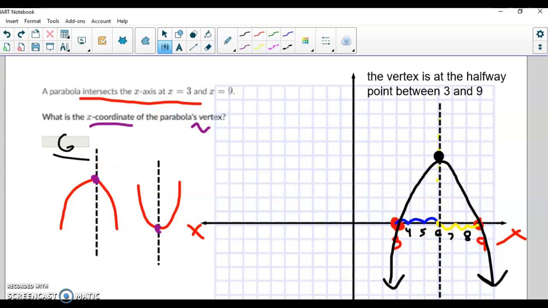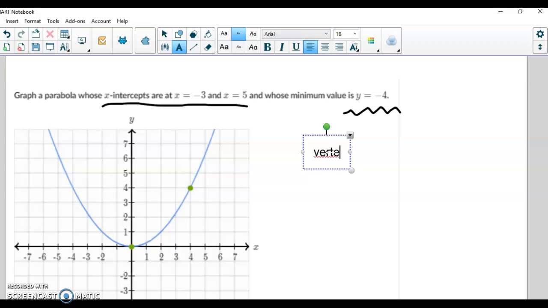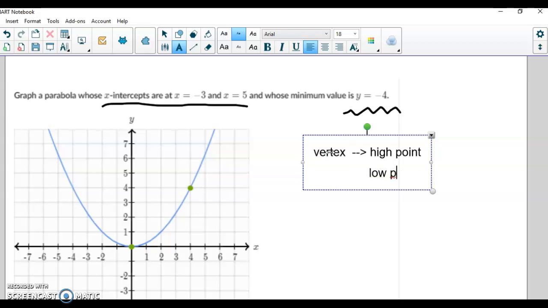All right, let's take a look at our last one. Graph a parabola whose x-intercepts are -3 and 5 and whose minimum value is -4. So a vertex, remember from before, is a high point or a low point. Another word we can use for a low point is a minimum. We hear minimum sometimes when we talk about minimum wage, that's the lowest that an employer is supposed to pay you. And then maximum, maybe that's like the maximum number of free throws someone made in one game, the highest point.